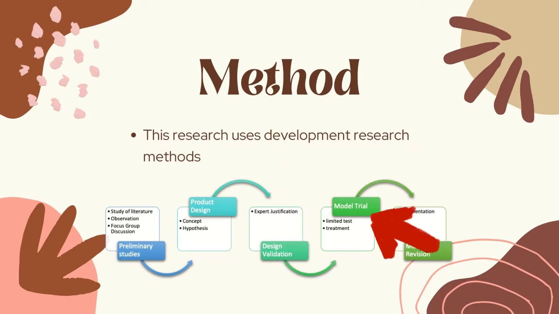And then model trials. After going through the improvement and refinement of the validation result, a limited test was then carried out through quasi-experimental methods, for example, to see the effectiveness of the visual communication model after being given the treatment model compared to the previous learning model. And the last, model revision: researchers revise the visual communication method model based on the evaluation result of the model trial.